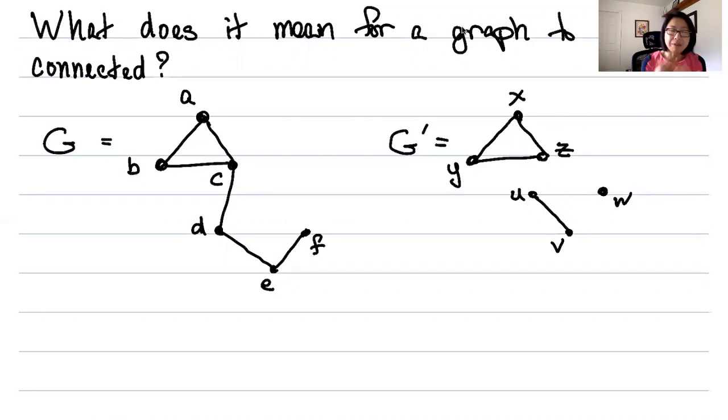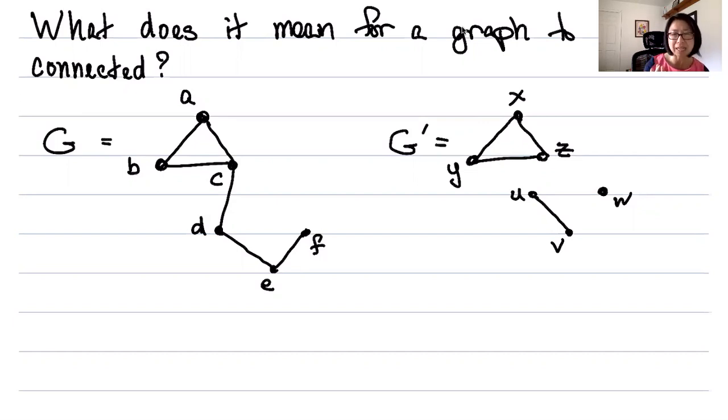If you think about it, most of us would probably say it looks like the graph G is connected, and it looks like the graph G prime has pieces that aren't connected to each other, right? There's the triangle XYZ, that single edge UV, and then a vertex floating all by itself. So I want us to think a little more deeply about what it means for a graph to be connected.